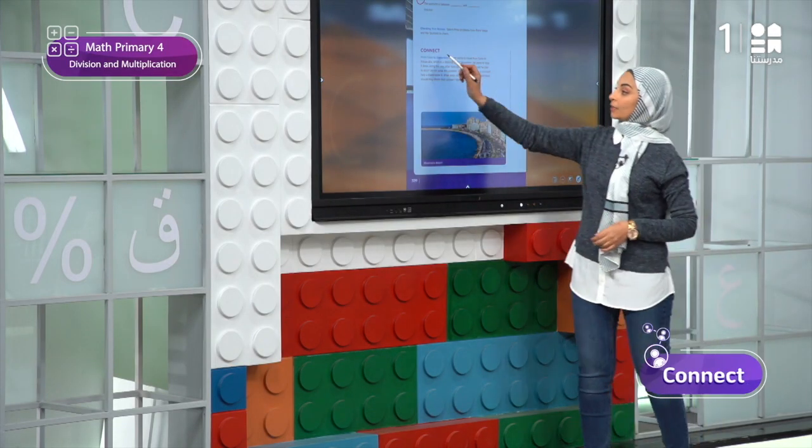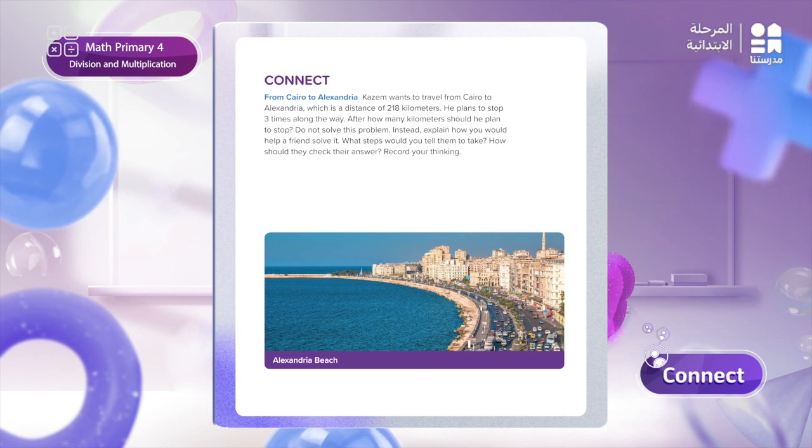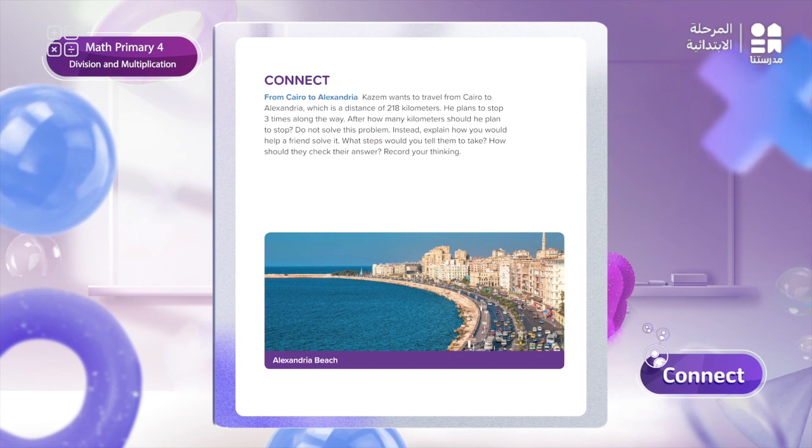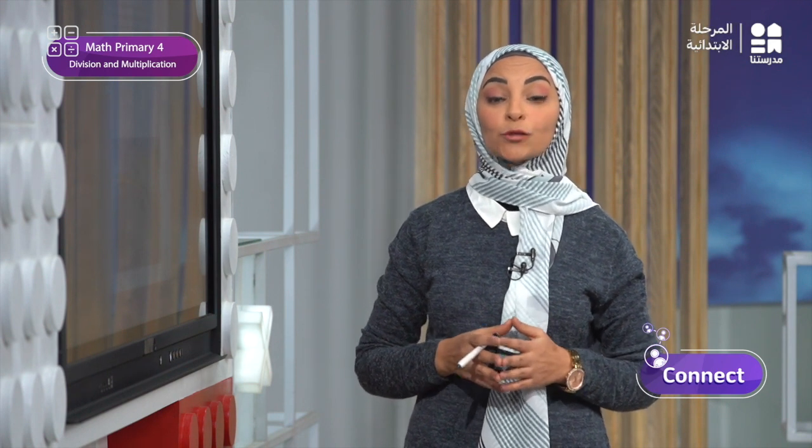Here is the Connect part, as you see here. The problem says that Kazim wants to travel from Cairo to Alexandria. The distance between the two cities is 218 kilometers. He plans to stop 3 times along the way. After how many kilometers should he plan to stop?